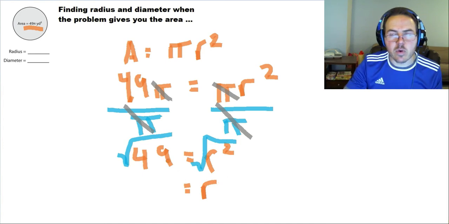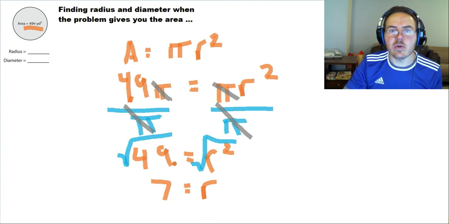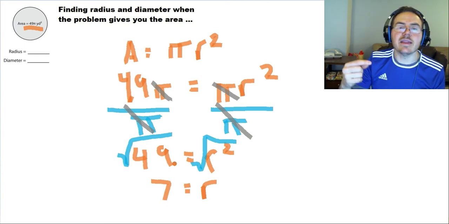Now we need to find the square root of 49. So what number times itself makes 49? 7. 7 times 7 makes 49, so the square root of 49 is 7.